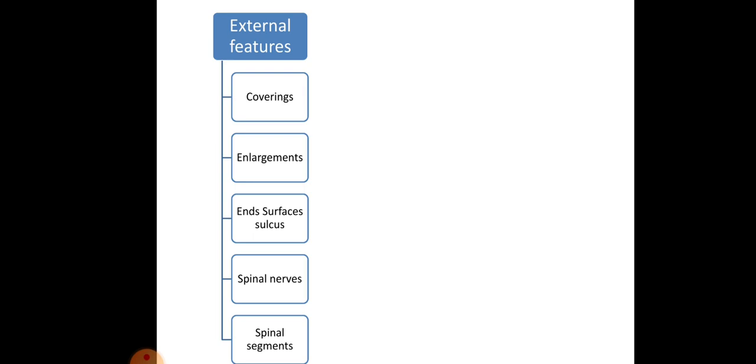Then spinal nerves. The spinal nerves are 31 pairs: cervical 8, thoracic 12, lumbar 5, sacral 5, and coccygeal 1. And the spinal segment: what is the spinal segment? It is the area on the spinal cord through which one pair of spinal nerves arises. That area is called the spinal segment. In the third month of the fetus, the spinal cord segments and vertebral column are similar or equal, because of that reason they correspond.